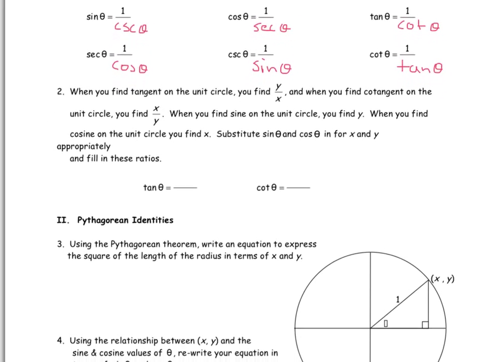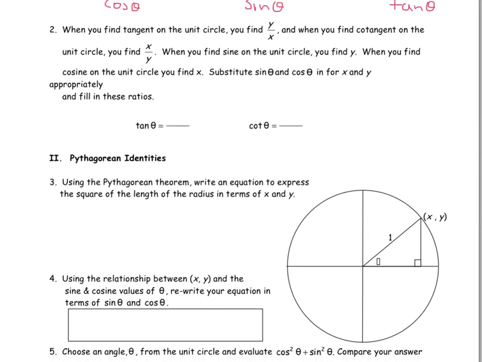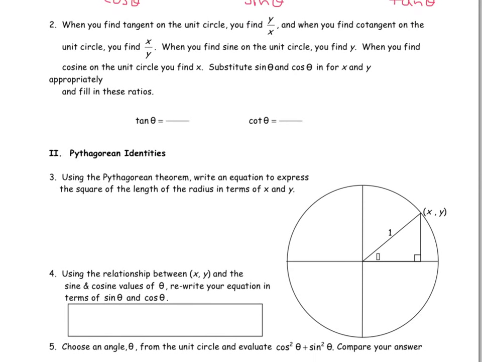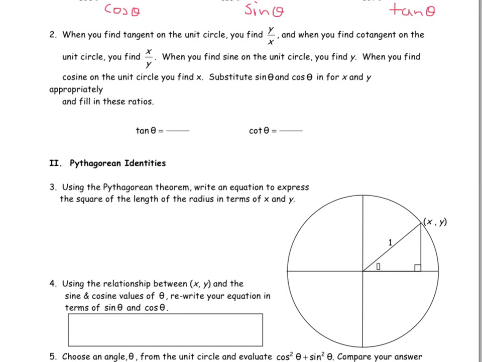Okay? Now, problem number 2. When you find tangent on the unit circle, you are finding opposite over adjacent, which happens to be y over x. When you find cotangent, it's going to be x over y. Alright? So when you find sine on the unit circle, you're finding the y value. When you find cosine, you are finding x. So what is the tangent in terms of sine and cosine? Well, this is still a review. So I want you to pause it and fill in tangent and cotangent.